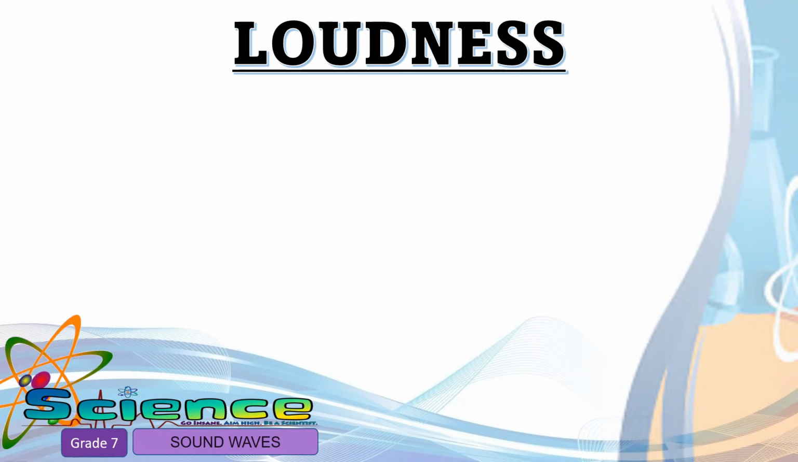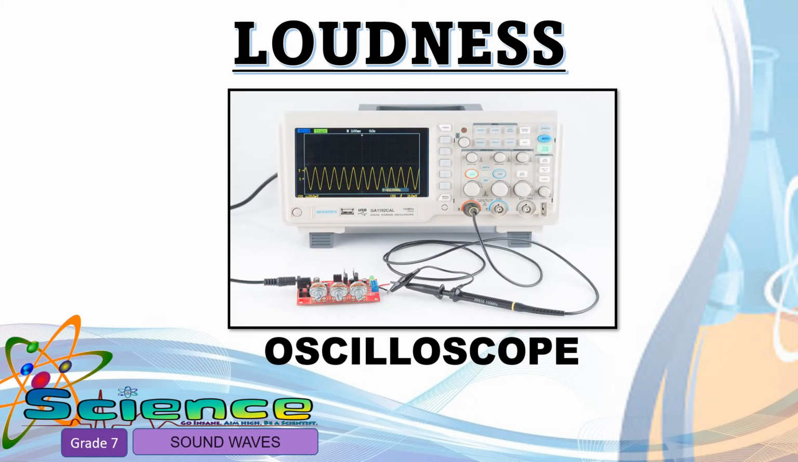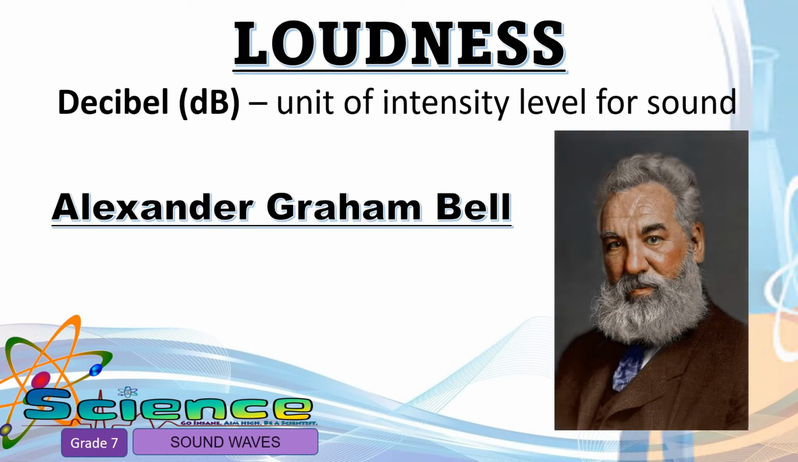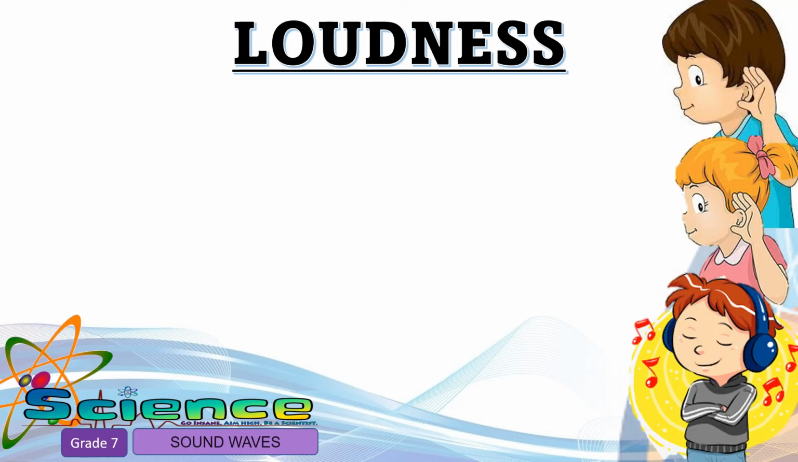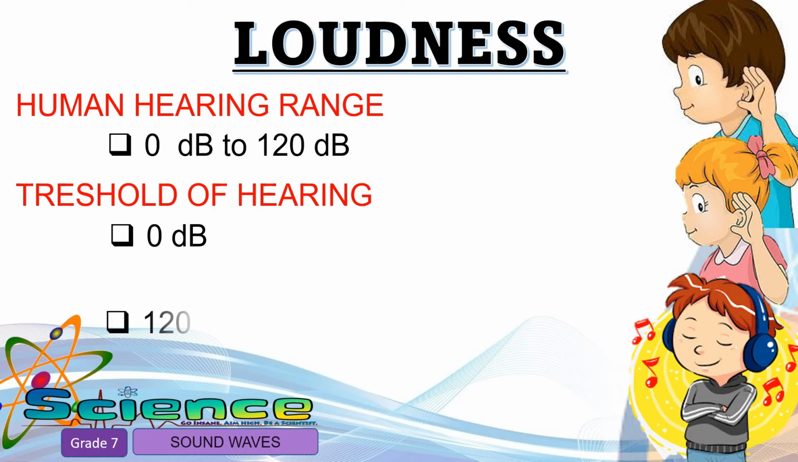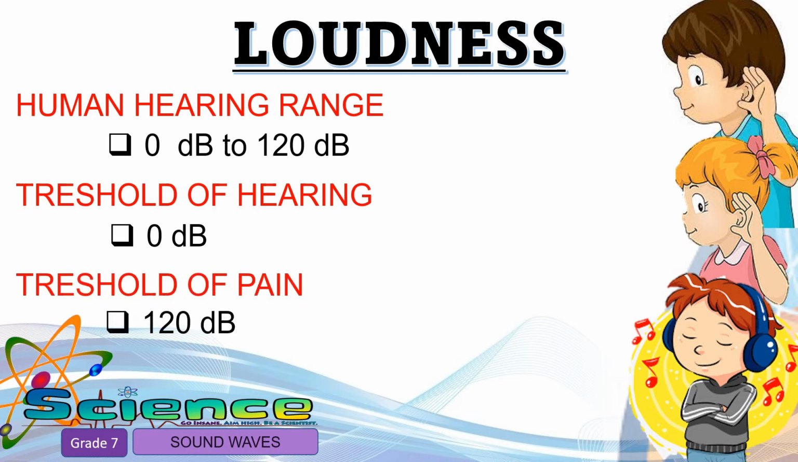Sound intensity is measured by various instruments like an oscilloscope. The unit intensity level for sound is the decibel, which was named after Alexander Graham Bell, who invented the telephone. Human ears withstand sound intensity level from 0 decibels to 120 decibels. The threshold of hearing is at 0 decibels, whereas the threshold of pain is at 120 decibels.